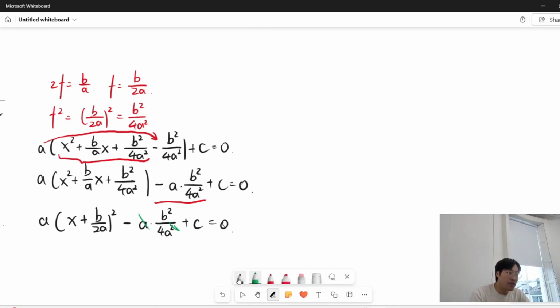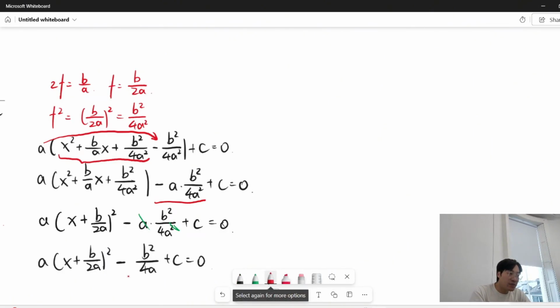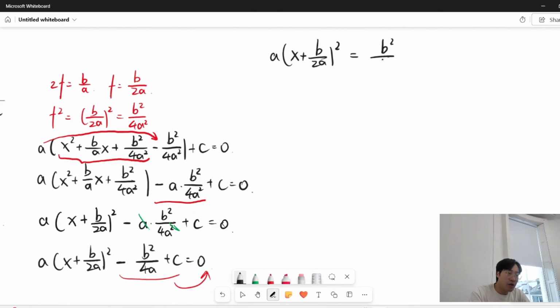Now these will cancel out. So the equation will be a times x plus b over 2a squared minus b squared over 4a plus c equals to 0. If we move these parts to the right-hand side of the equation by adding b squared over 4a and subtracting c on both sides, then we have a times x plus b over 2a squared equals b squared over 4a minus c.